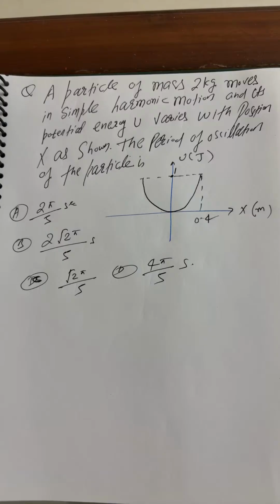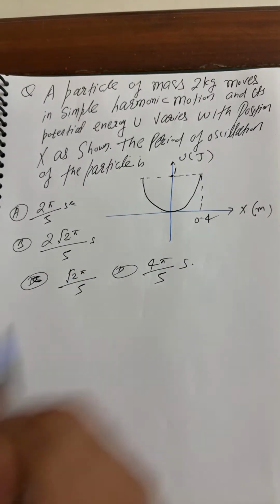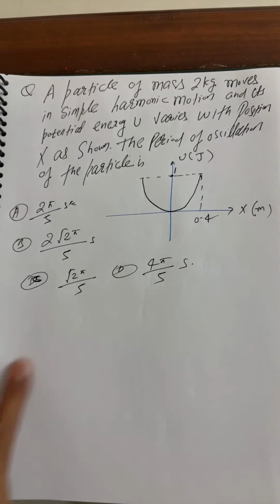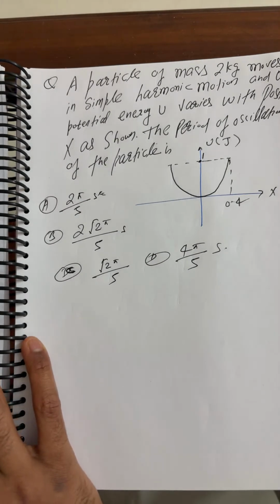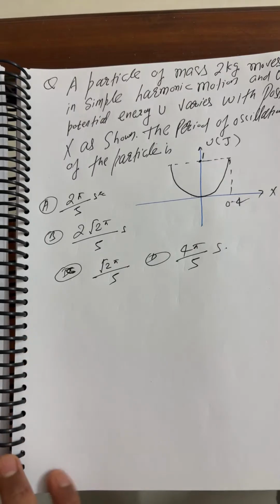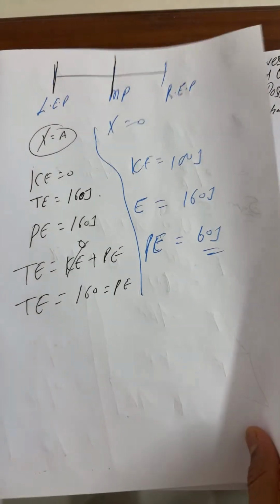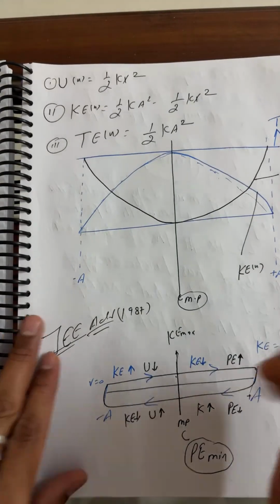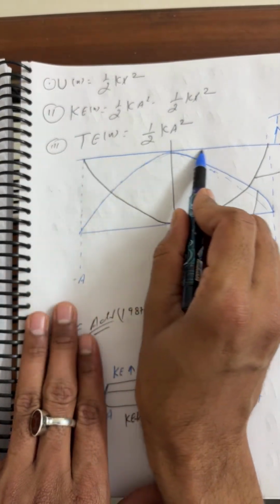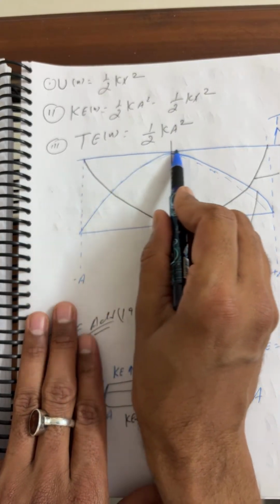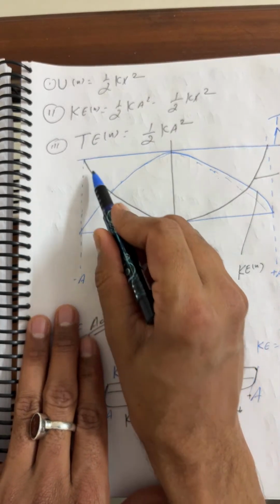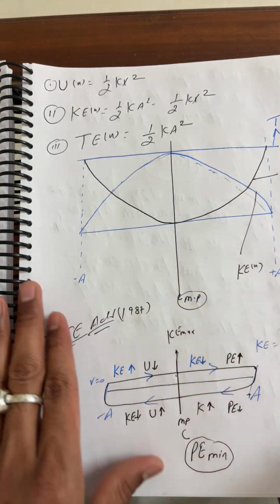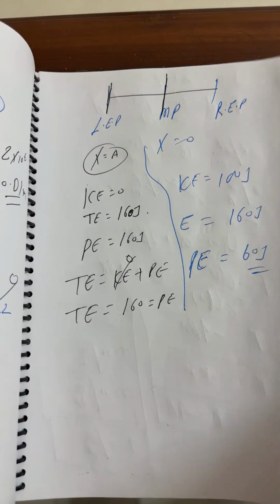How can we solve it further? This is the interesting point here. If you remember the graph, I just finished it. You can see this line mentioned here is nothing but the total energy, and this is the potential energy as a function of x. So this is the same thing.